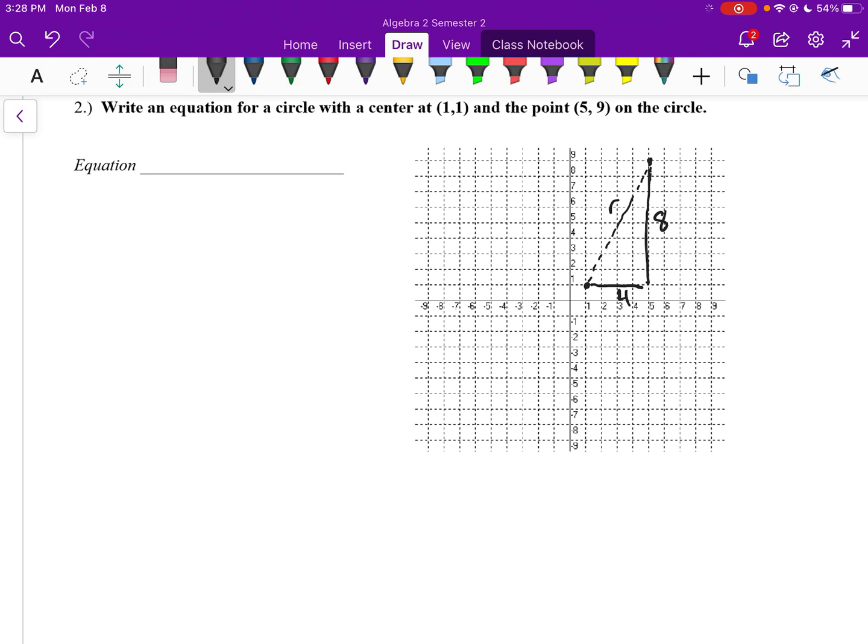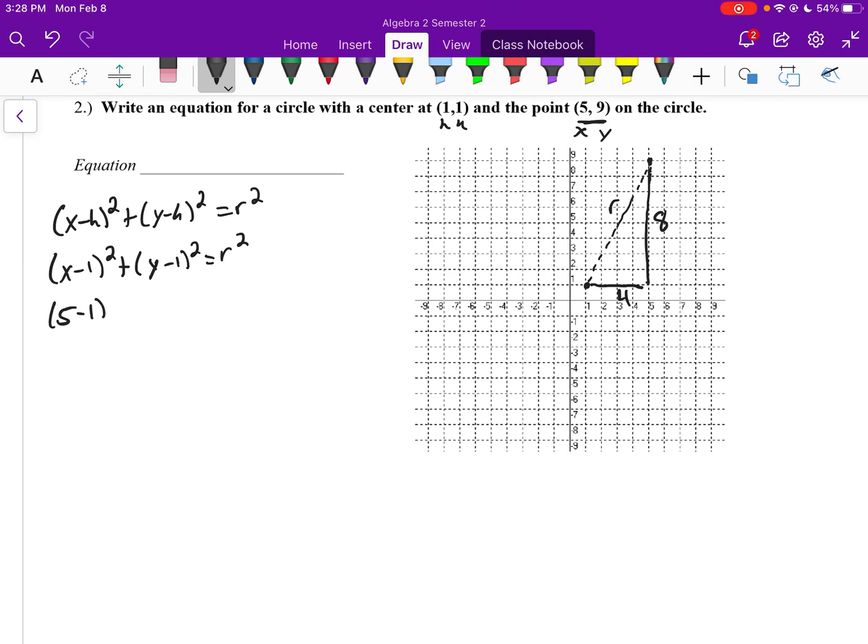Now, if you just use the standard form of a circle, it will end up being exactly the same thing as using the Pythagorean theorem. Okay, so plugging in our center, and again, h, k. So in this case, we got x minus 1 squared plus y minus 1 squared is equal to that r squared. Then using that other point as x, y, plugging that in. So we got 5 minus 1 squared plus that 9 minus 1 squared to give us r squared.